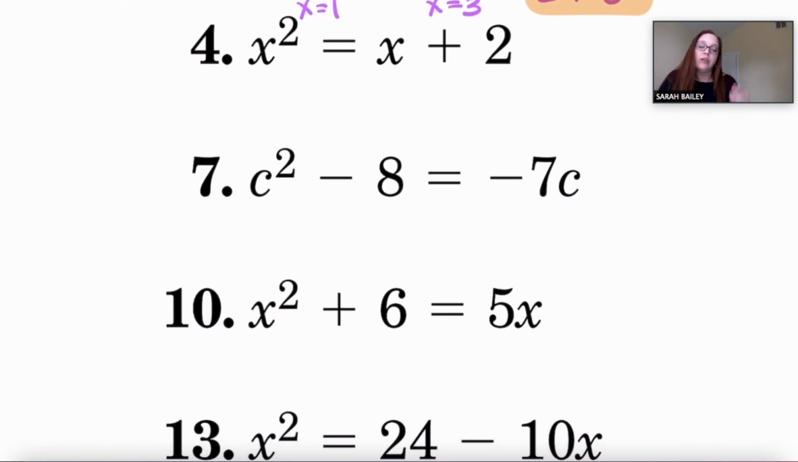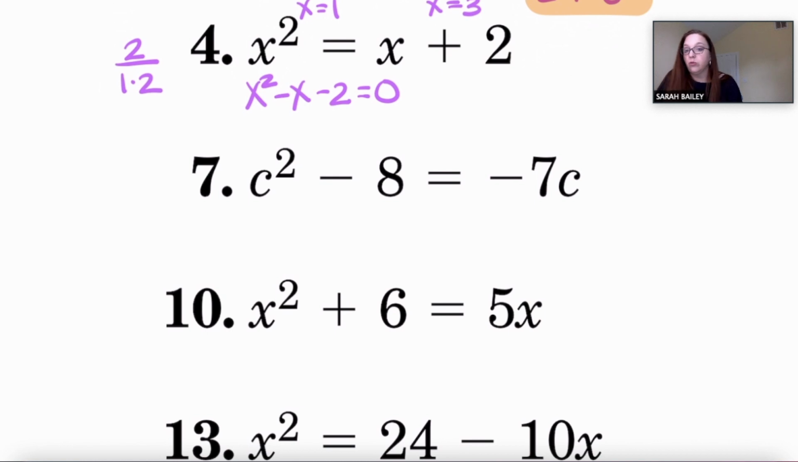All right, we're going to go to number 4. Now, this one isn't already set equal to 0. So I'm going to do that now. Now, I don't like to have my x squared term be negative because that makes things complicated. So I'm not going to subtract x squared on both sides. I'm going to subtract the x on both sides and subtract the 2. So on my right side, I'm left with nothing, so 0. Now I'm going to factor it.